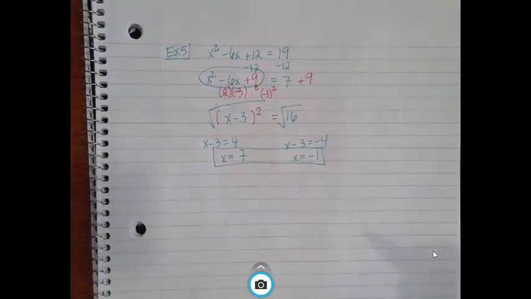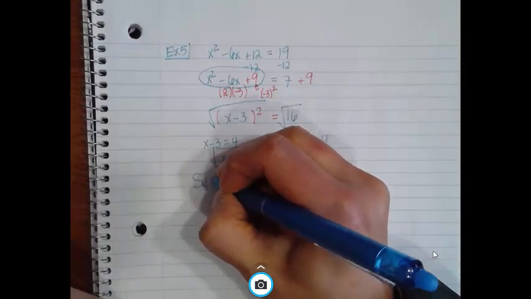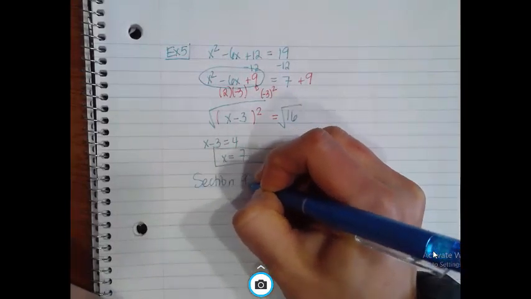Now, completing the square gets more complicated, and we'll do more problems tomorrow. You can also use section 9.4 in your textbook as a reference.